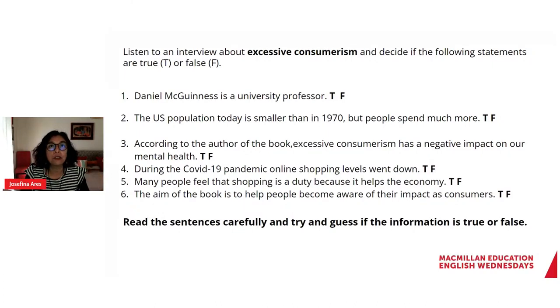What you're trying to do is for them to read the question well, okay? To decide whether it's true or false, they need to have read the question and to understand it in order to decide whether they think it's true or false. And if it's a guess, it's a guess. So I guess that Daniel McGuinness was a university professor. I said it was true. The US population today is smaller than in 1970, but people spend much more. Well, I wasn't sure about this one, so I put a question mark.